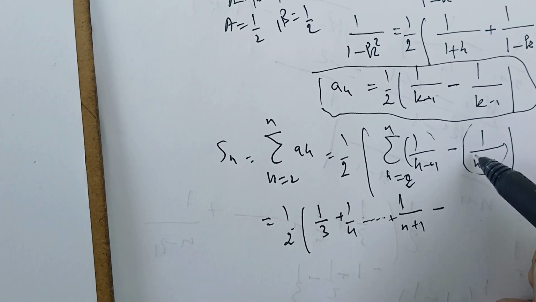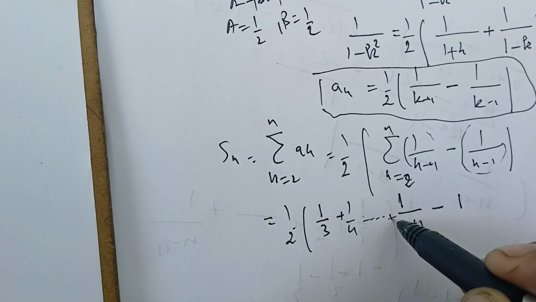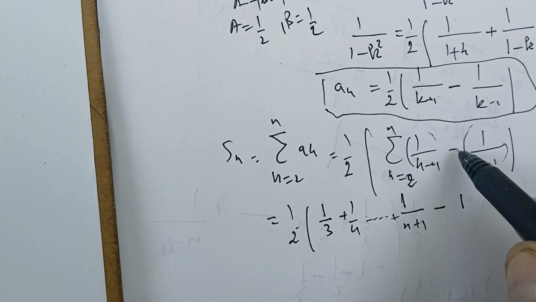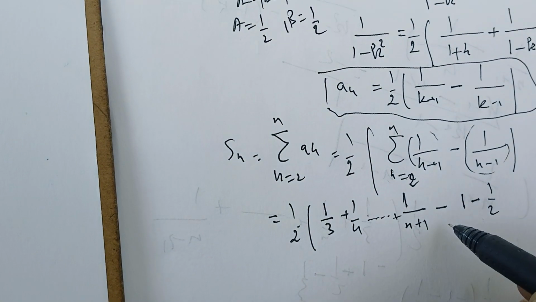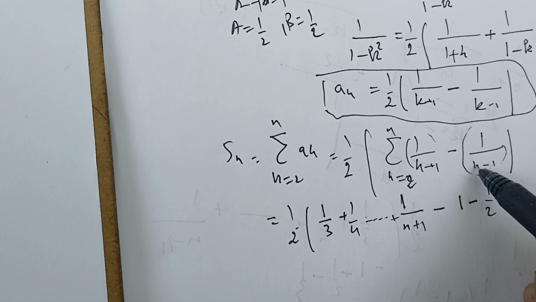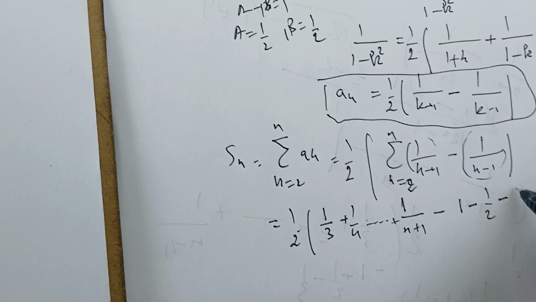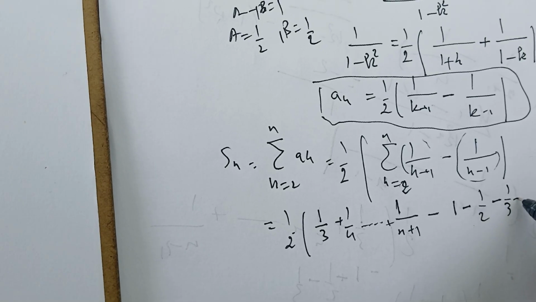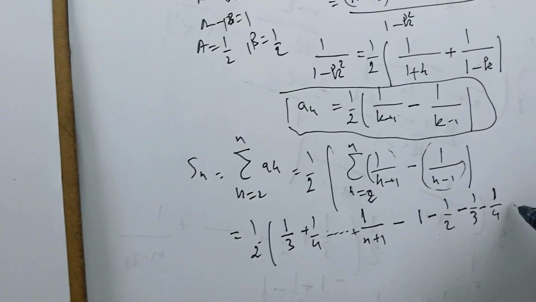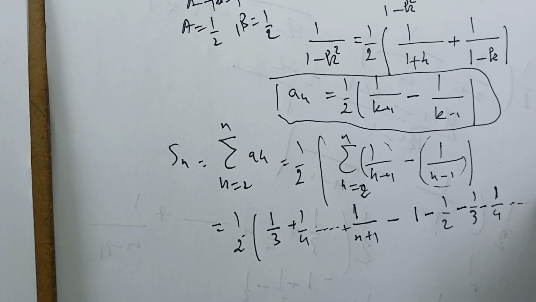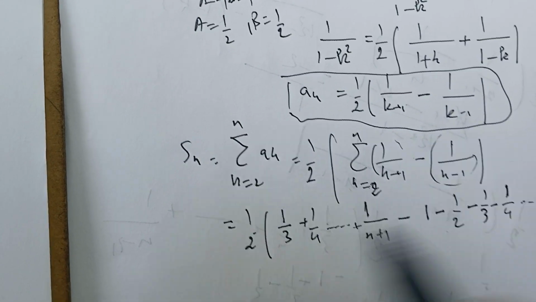Now let's move to this one. When k is 2, we have 1. We still have this minus. When k is 3, we have minus 1/2, because here we have 1 over 3 minus 1, which is 2. When k is 4, we have 1/3. When k is 5, we have 1/4. And the last term, when k is n, we have minus 1 over n minus 1.